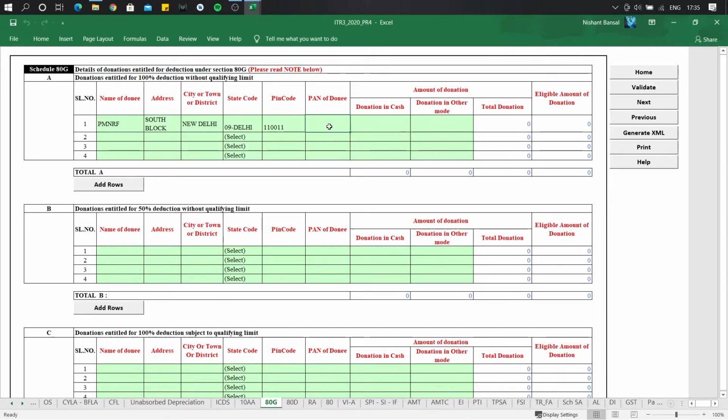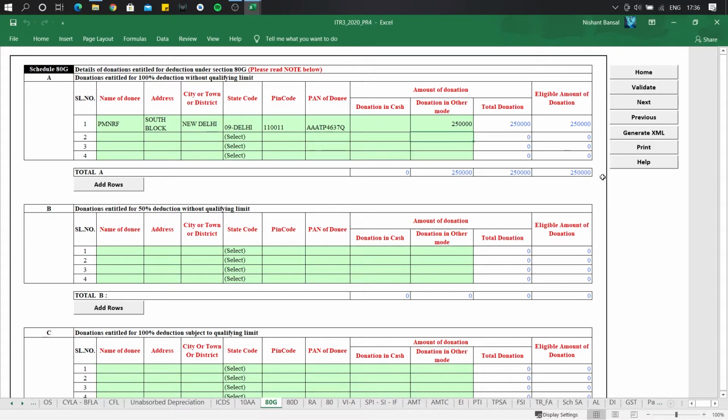PAN of donee: AAATP 4637. Donation: since nothing is mentioned, we'll assume that donation in other mode is given, 2,50,000. And you can see that the entire amount of donation becomes applicable in this case. Okay, so now we are done with deductions as well.